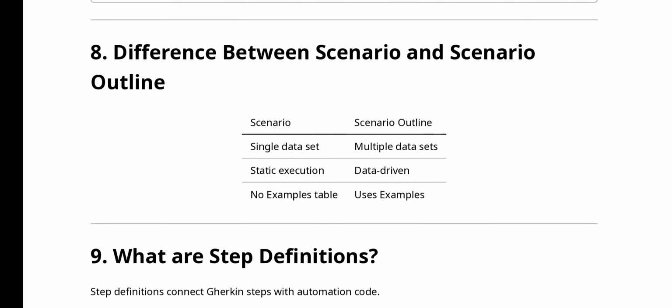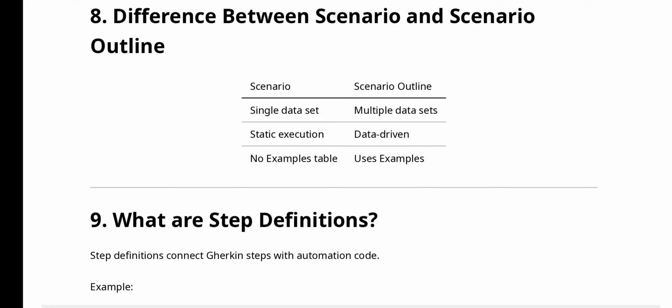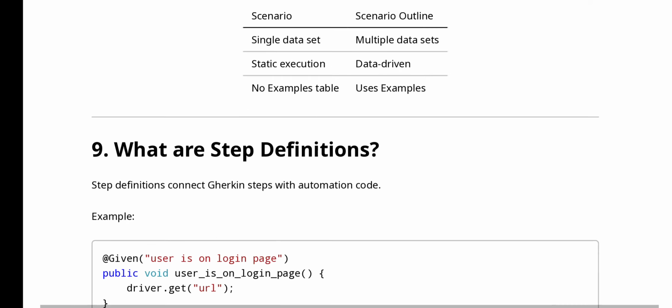And what's the difference between scenario and scenario outline? Scenario represents a single data set, whereas scenario outline represents multiple data sets. Scenario is specifically used for static execution, whereas scenario outline is specifically used for data driven testing. There is no examples table for scenario, whereas scenario outline uses the examples table.